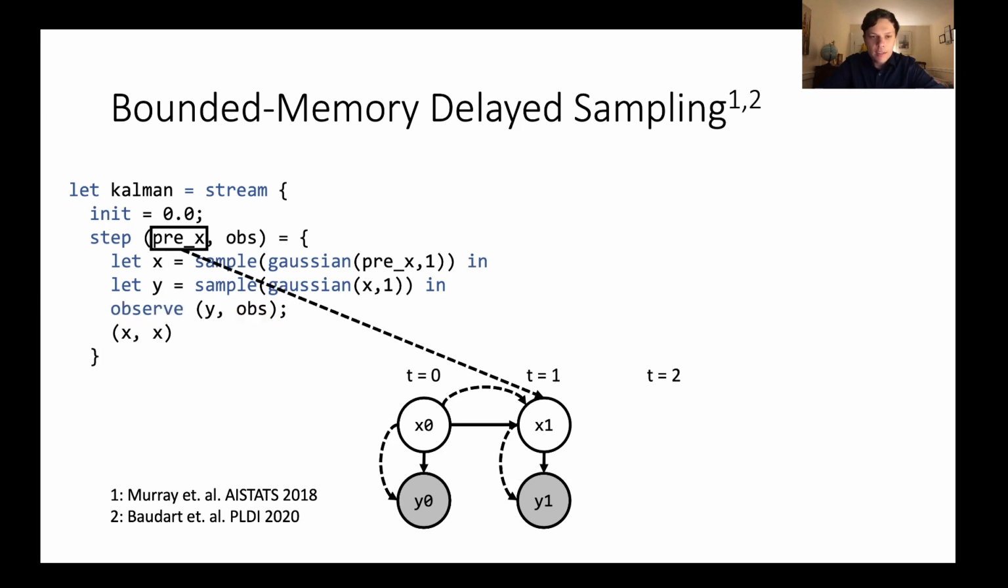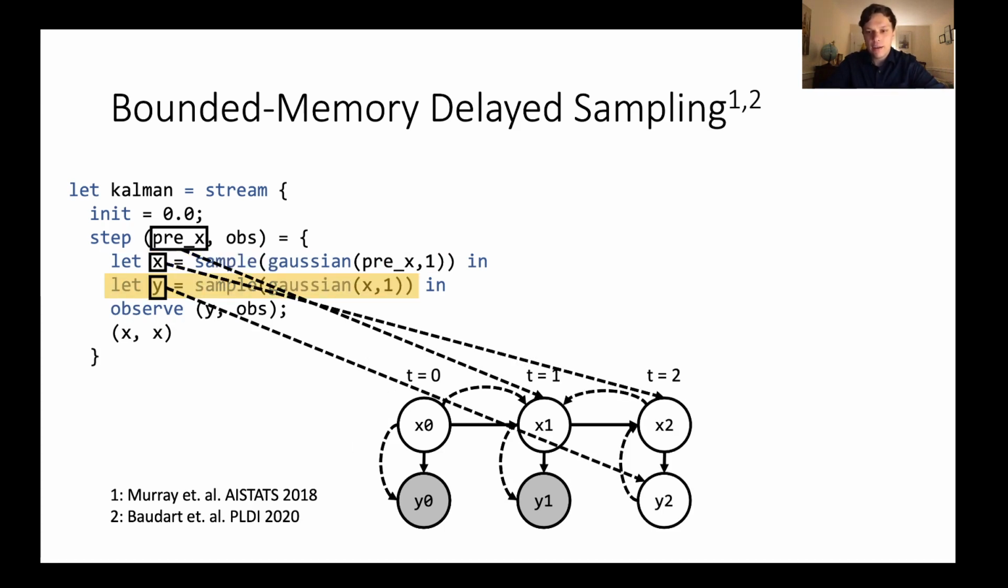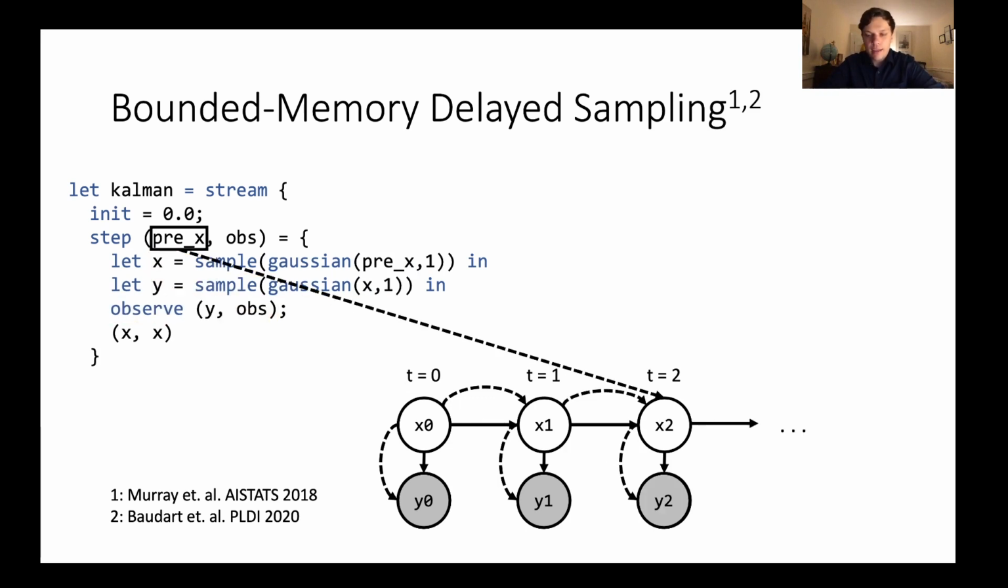And then moving on to the time step t equals 2. Again, pre-x is going to be the previously sampled value of x, which is now x1. We're going to continue on sampling x and y and observing, and we're going to continue on like this at future time steps. One thing to note here is that the size of the delayed sampling graph for this particular example is going to be infinite as time becomes infinite. And so this is a problem for running in bounded memory.